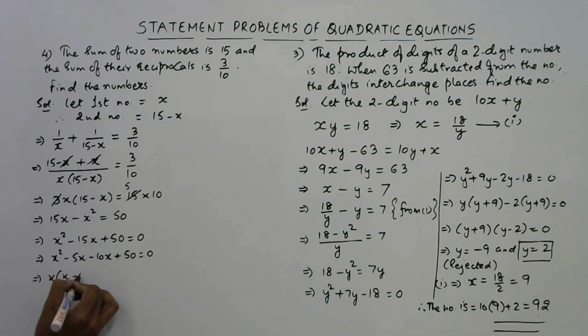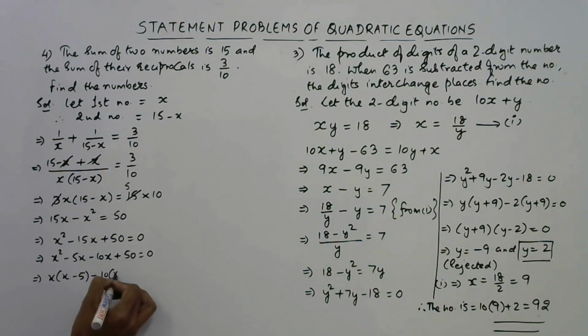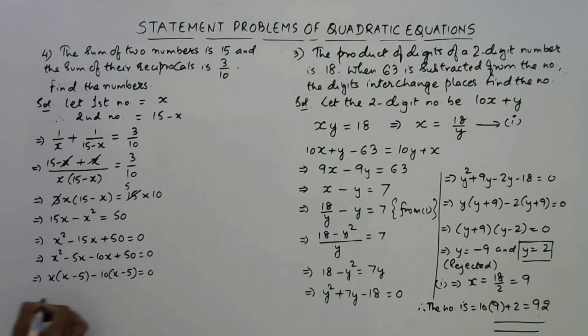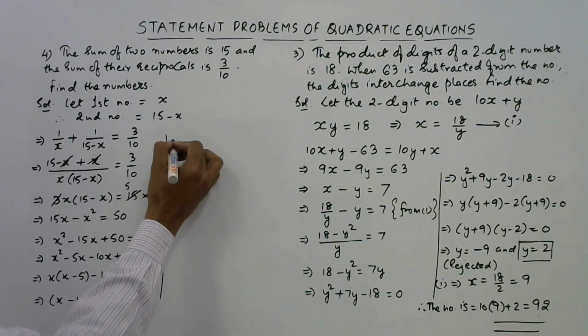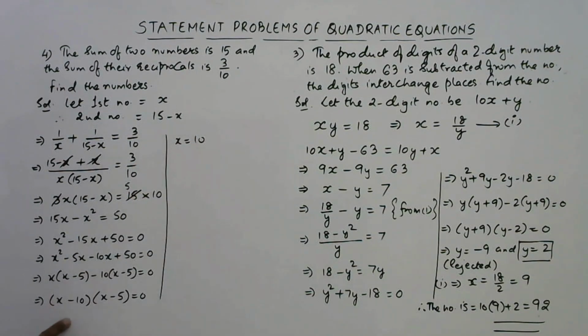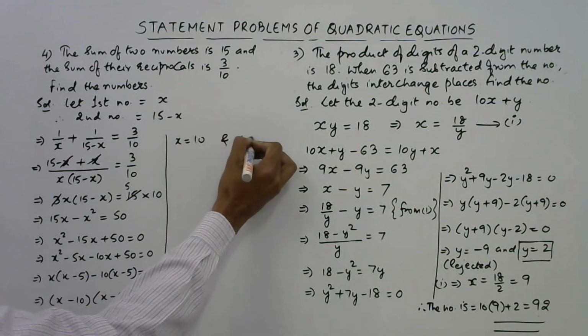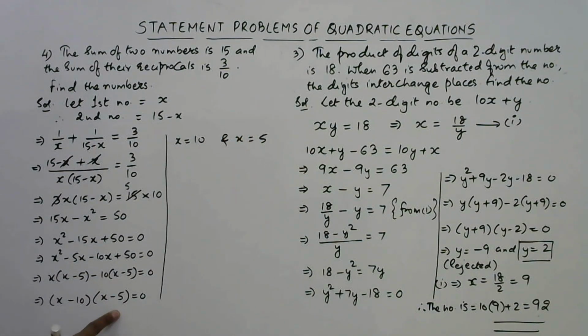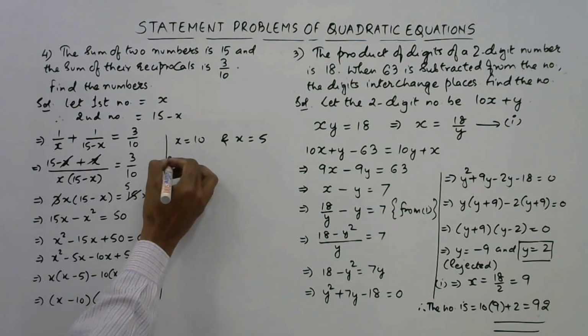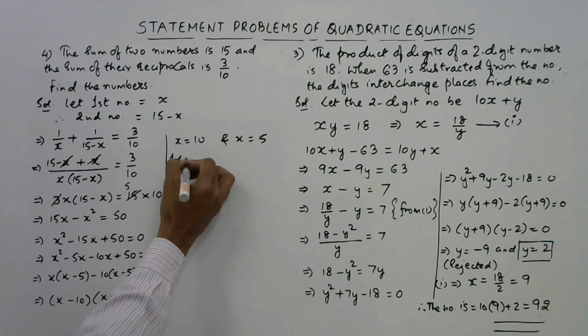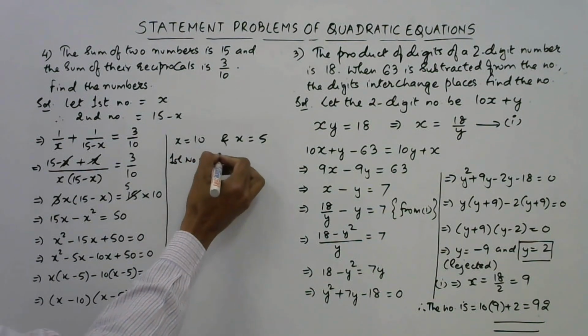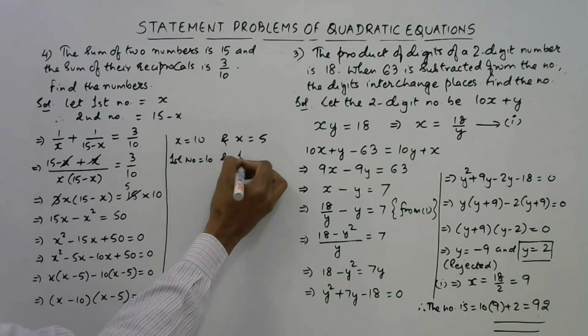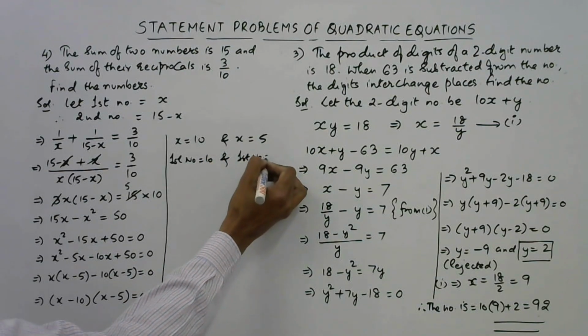So x into x minus 5 minus 10 into x minus 5 equal to 0, giving you two factors, x minus 10 and x minus 5. Now if you put them separately equal to 0, x will come out to be 10 from here and x will come out to be 5 from here. So if x is 10, first number is 10, and here first number is 5.